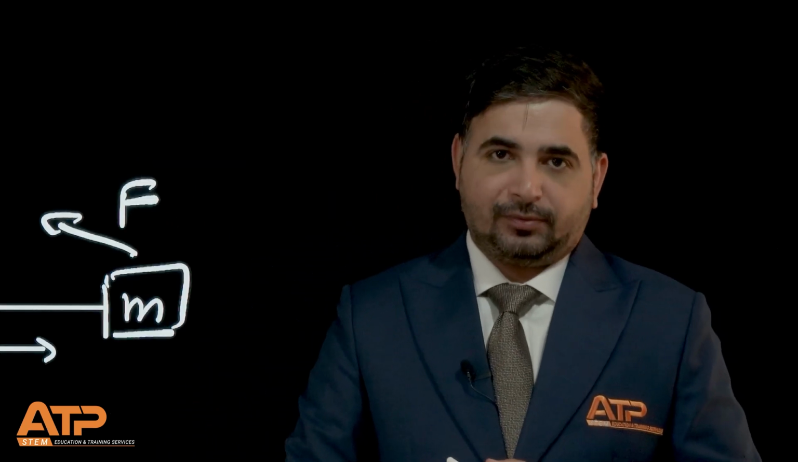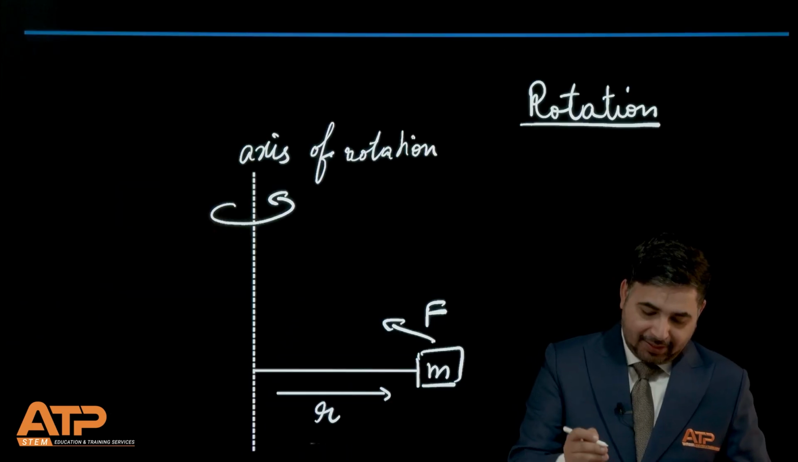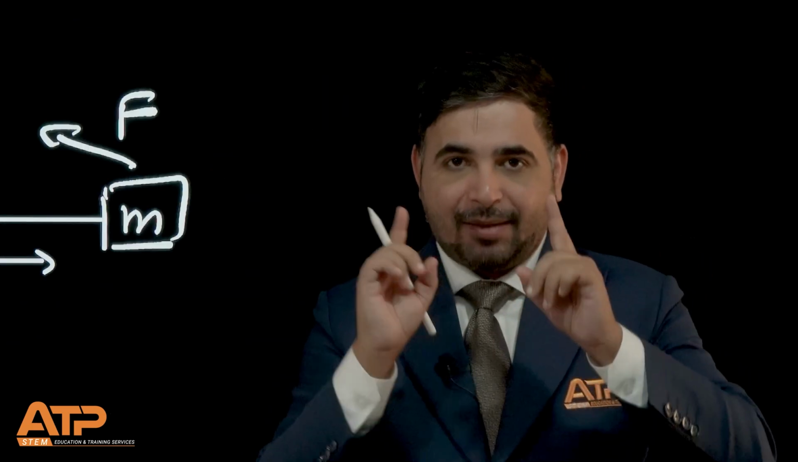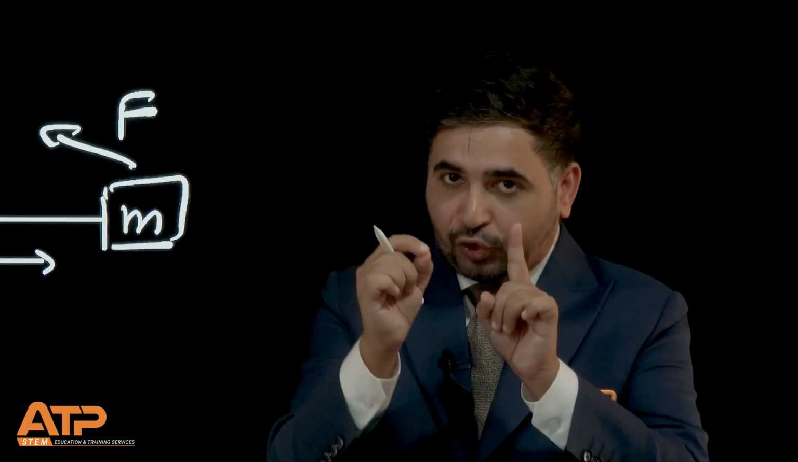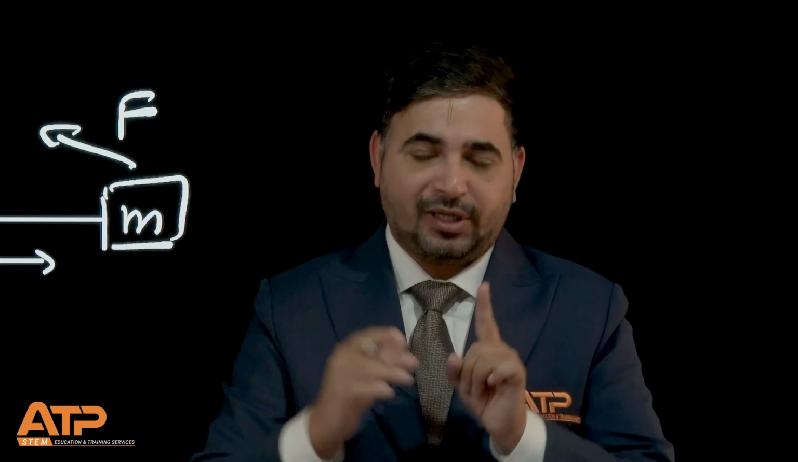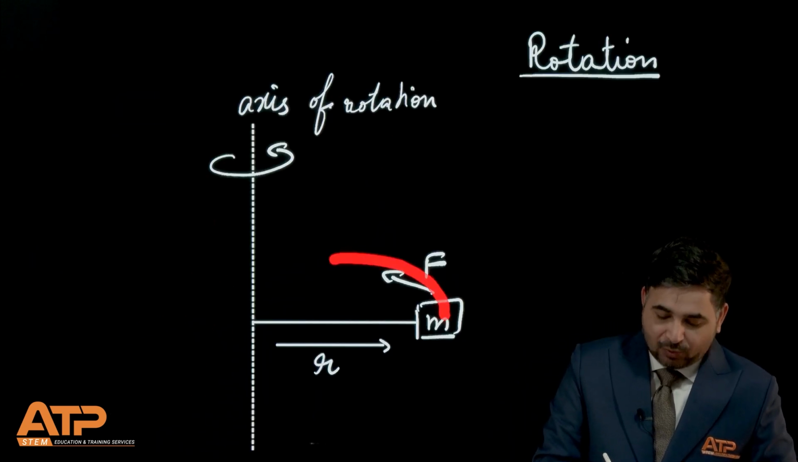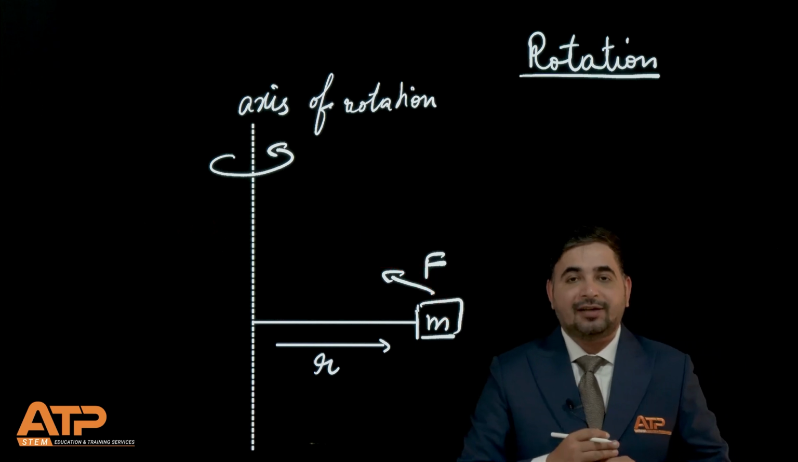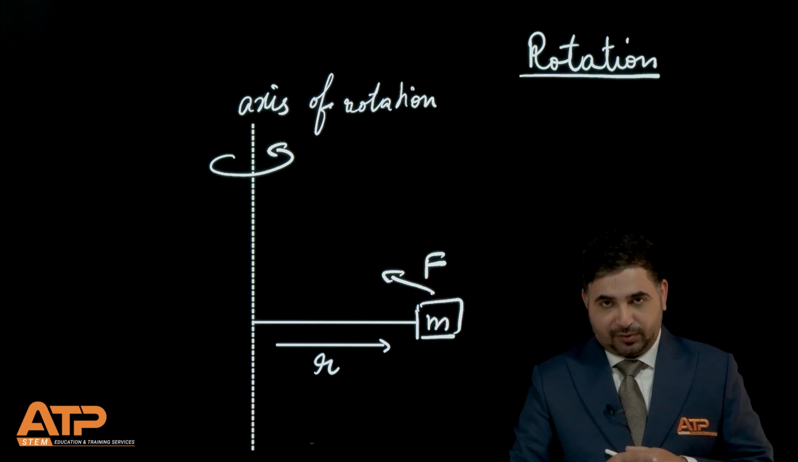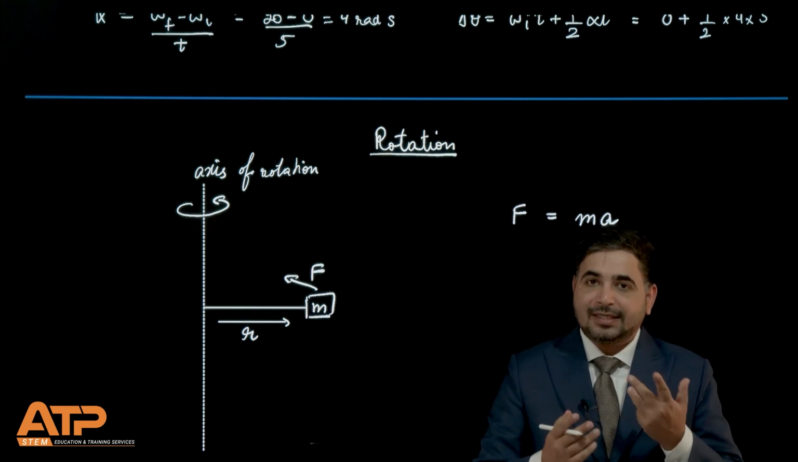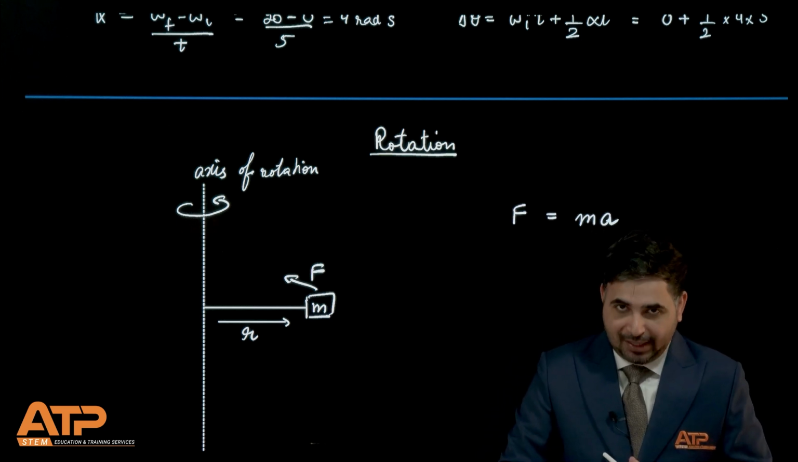Now let us start with the actual concepts of rotation. When it comes to rotation, imagine that you have this block of mass m. If mass m is constrained to rotate about that axis, it cannot come closer to the axis, and it cannot go away from the axis. If we apply a force to make it go this way, then this force will create an acceleration in this body. This acceleration will be given by Newton's second law, F equal to ma.